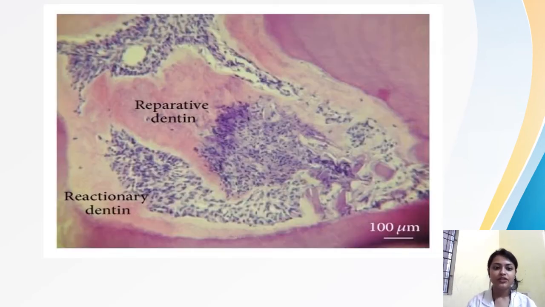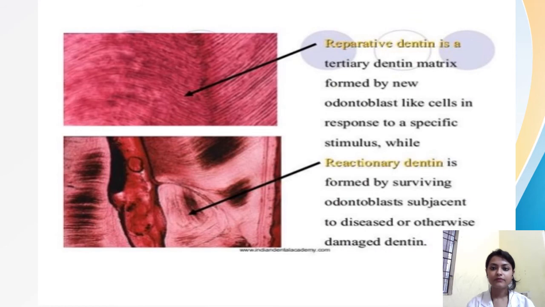This is the reparative dentin, this is the reactionary dentin. We can find the differences here, but this is a small pathological image to just support it. Same thing they are telling how the reparative dentin and the reactionary dentin is helping, how it is forming from the odontoblast-like cells.